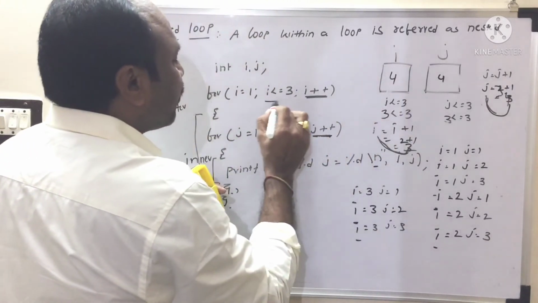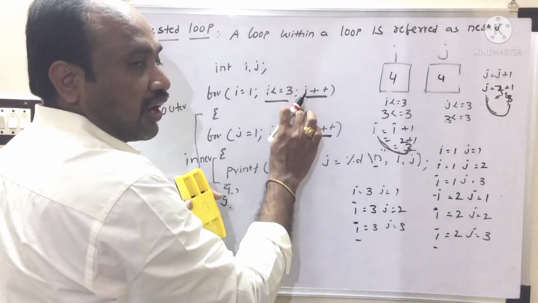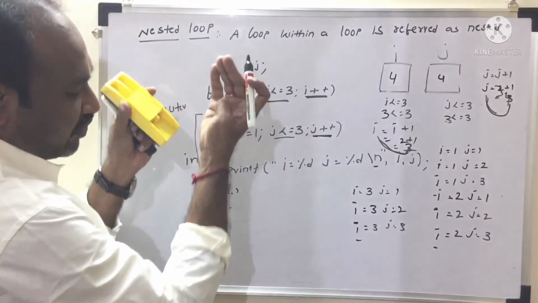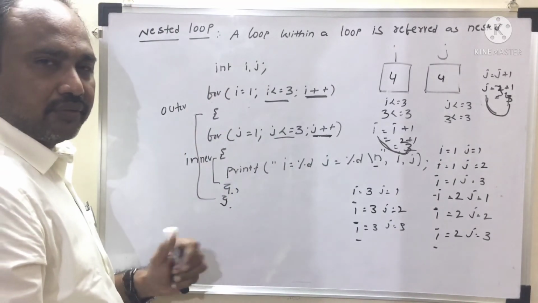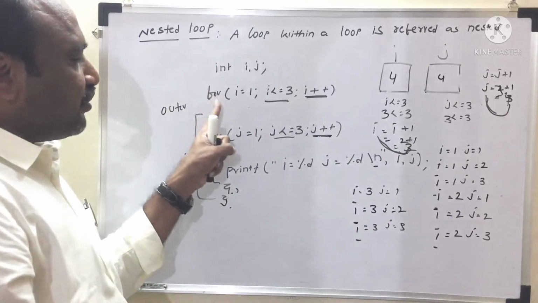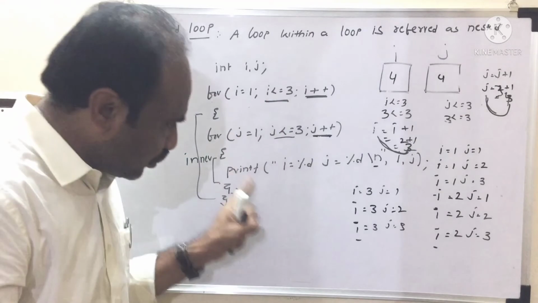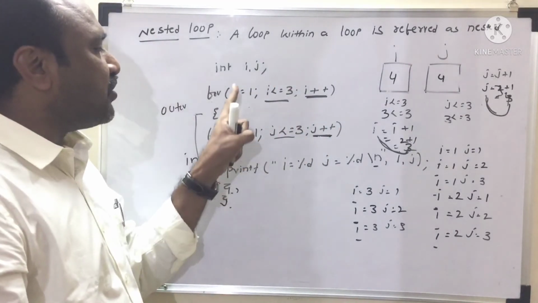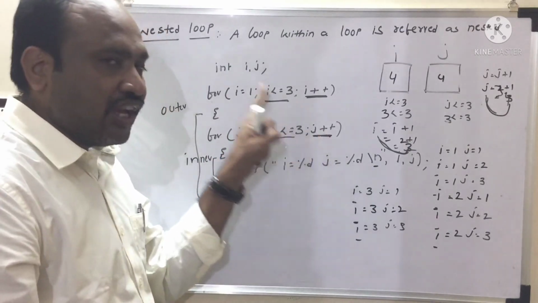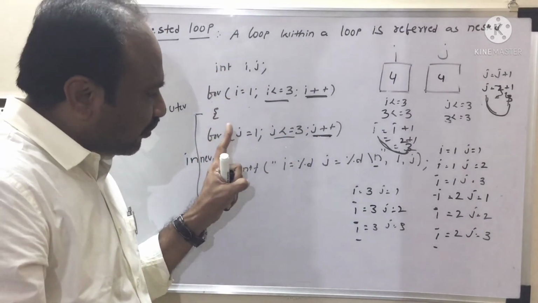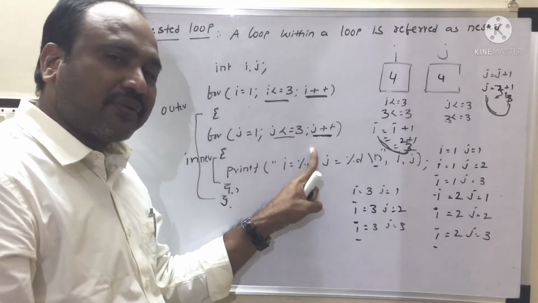Check the condition in outer for loop. 4 less than or equal to 3, condition false. If outer for loop is false, come out from the outer for loop. First it will go to initialization. Check the condition. If the condition is true, then inner for loop will be executed. That means I value becomes 1, J will be executed from 1 to 3. If I value becomes 2, J will be executed from 1 to 3. If I value becomes 3, J will be executed 1 to 3.